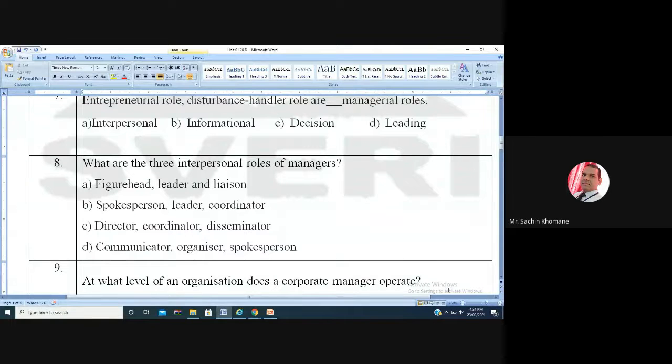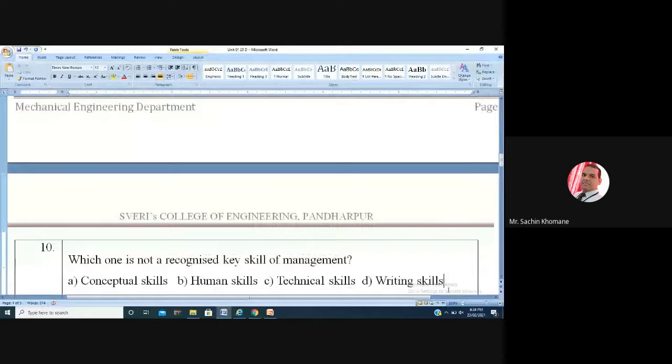Everybody is contacting the manager about the problem. Top management asks that manager what happens, how much work is completed, what is today's report, right? So here I can say A option is the correct one. So still if you have a doubt, we can discuss.